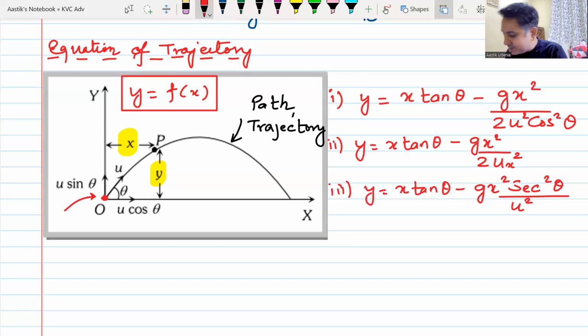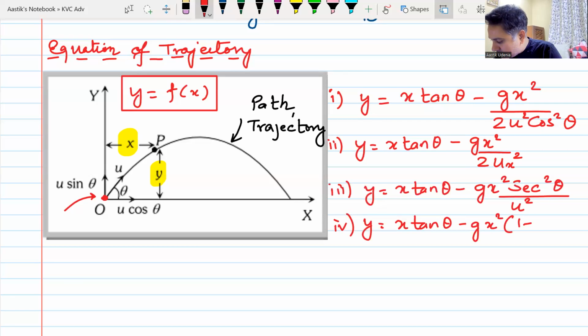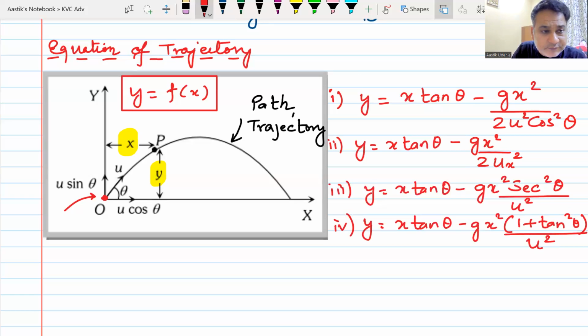Do you understand what I have done? Yes, sir. I will not explain it. y is equal to x tan theta minus g x squared into 1 plus tan square theta by 2 u square. I hope everyone understands this. Yes or no? Yes, sir.